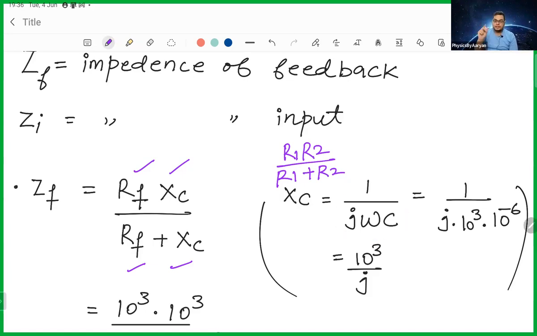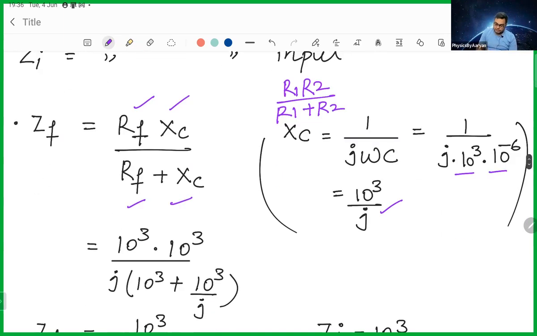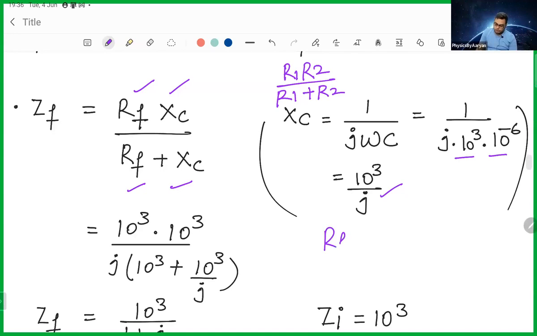J is the iota thing. Omega is given by 1000, which is 10 to power 3. And the capacitor is given by 1 microfarad. 1 microfarad means 10 to power minus 6. So XC comes out to be 10 to power 3 by J. Okay. So I put my value of XC, and also my feedback resistance is given by 1 kilo ohm. So it is 10 to power 3.